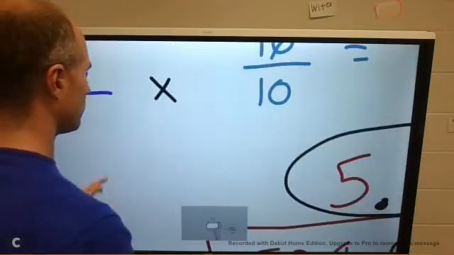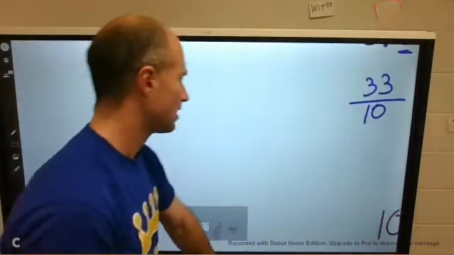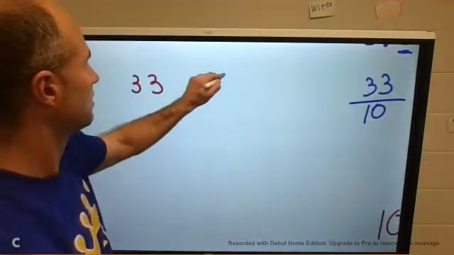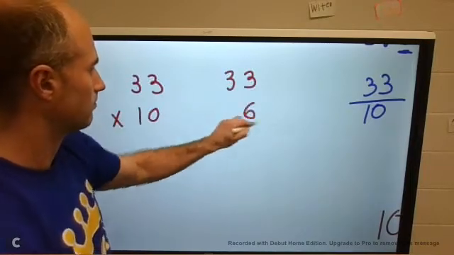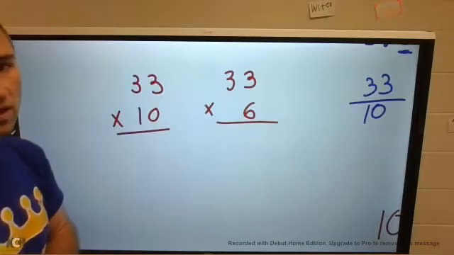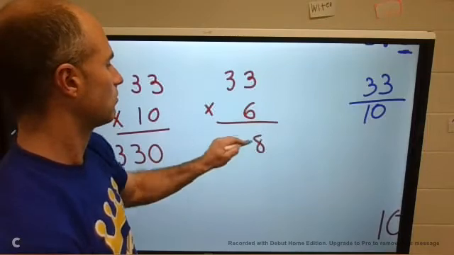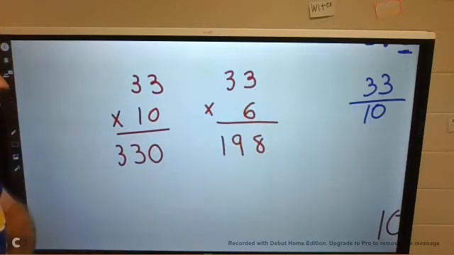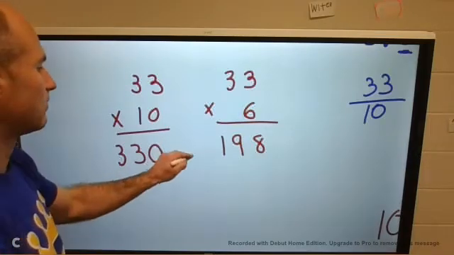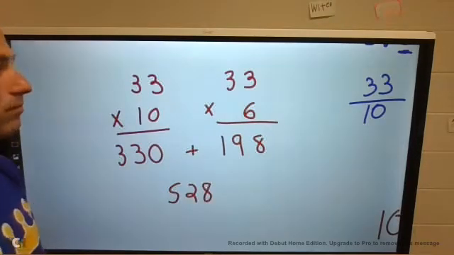All right. What I did do is I took the 33 and I expanded the 16. And I got 330 here, and I got 198 here. And then I added them together to get 528. Ta-da!